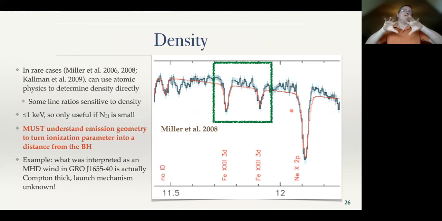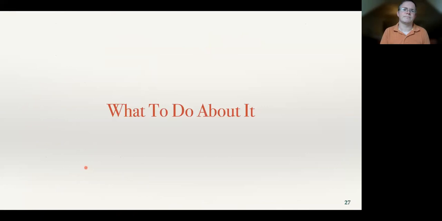So we can only understand the driving mechanism to the extent that we understand the outflow structure. My example of this is what was interpreted as an MHD wind in 1655 is actually Compton thick, and that makes it much harder to figure out what the launch mechanism actually was. So what to do about it?